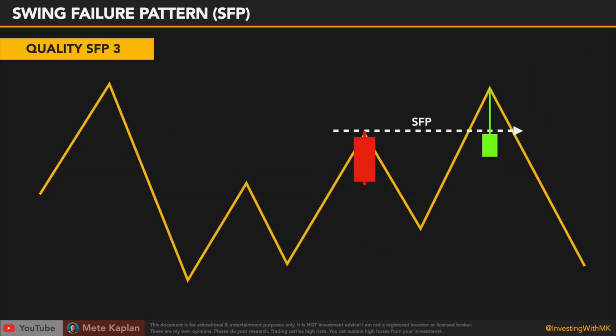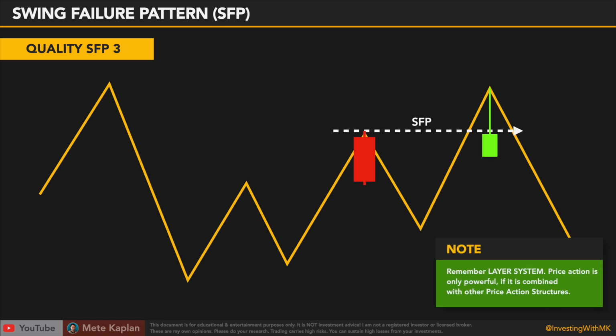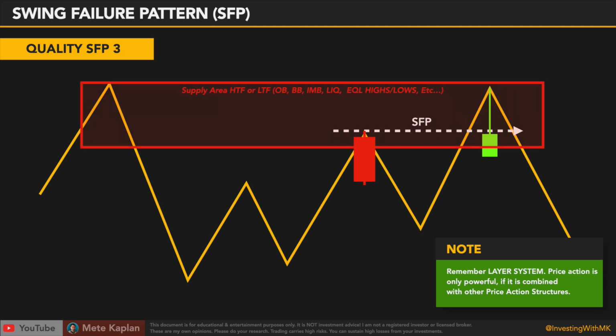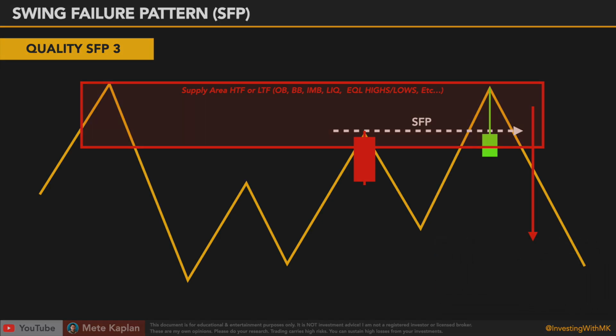The last quality checkpoint is combining swing failure with demand or supply zones. As you remember our layer system, combining price action with other structures makes the price action setup much stronger. A swing failure pattern without any other price action setup will be weaker and full of traps.